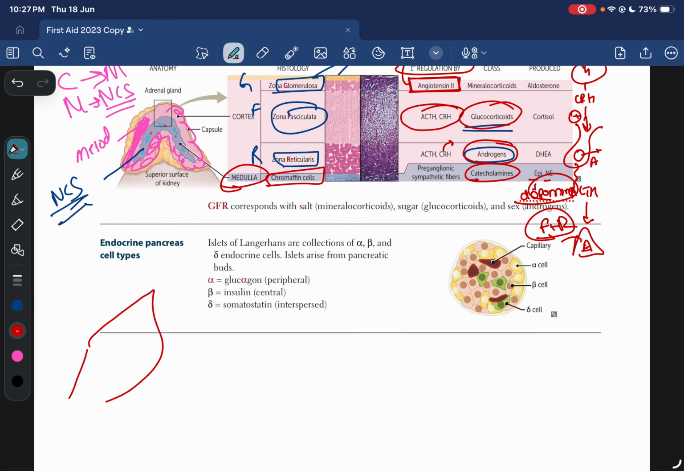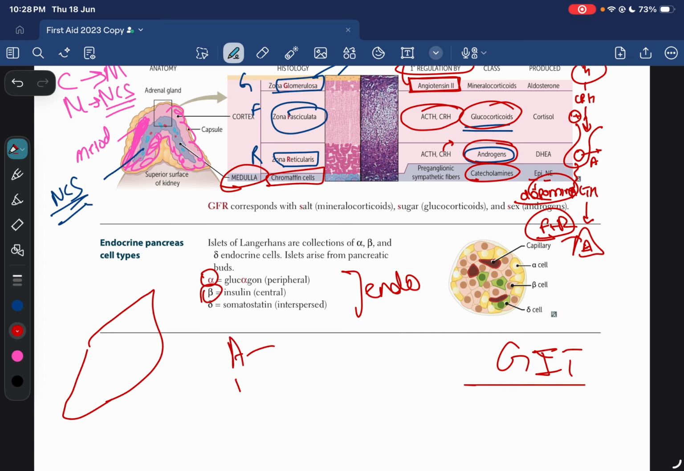And for the pancreas, you just need to know the cells. So there are going to be alpha cells. This is the endocrine part of it, not the exocrine part. We're going to discuss the exocrine in the GIT system. Sorry for my handwriting, it actually looks otherwise. Alpha cell is for glucagon, beta cell is for insulin, and delta cell is for somatostatin. The alpha cells are actually present on the periphery.